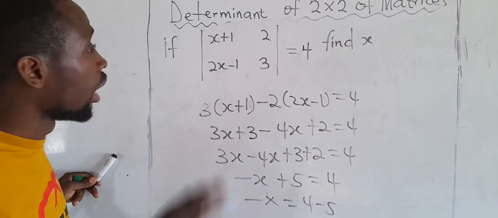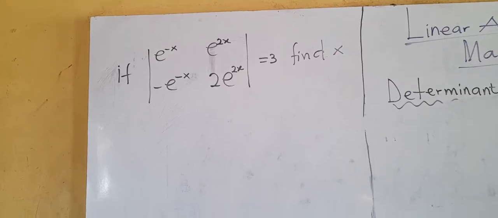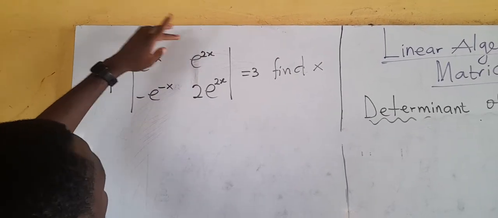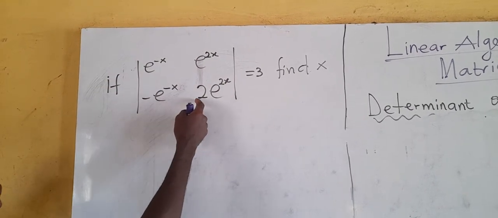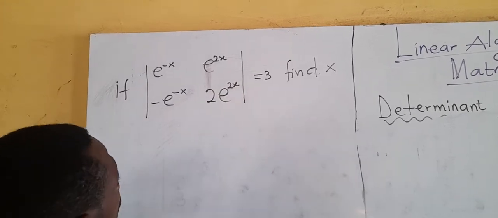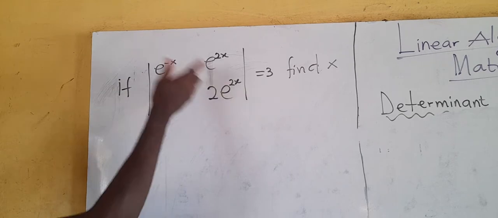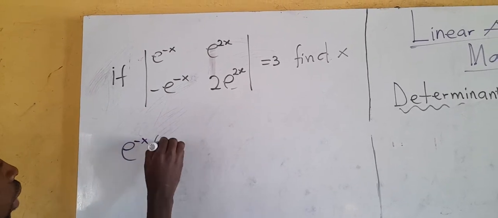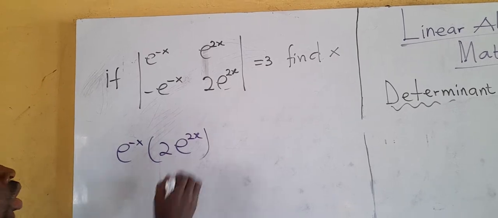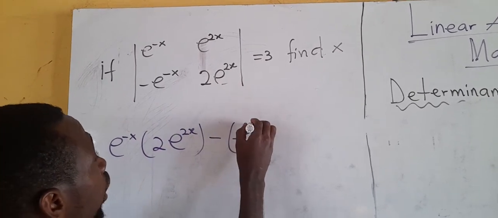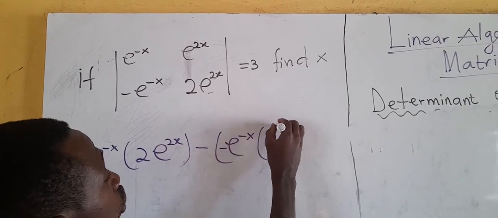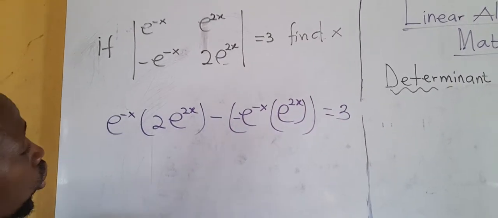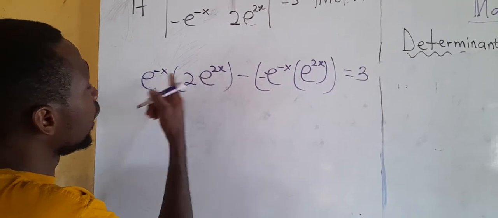Now we see another application of the determinant of a 2x2 matrix. There is another question here. They say the determinant of the matrix e exponent negative x, e exponent 2x, negative e exponent negative x, 2 e exponent 2x is equal to 3. Find x. Remember the determinant: this multiplies this, minus this multiplies that. So we get e exponent negative x times 2 e exponent 2x, then minus negative e exponent negative x times e exponent 2x, is equal to 3. What are we going to do? We are going to use indices to solve this.